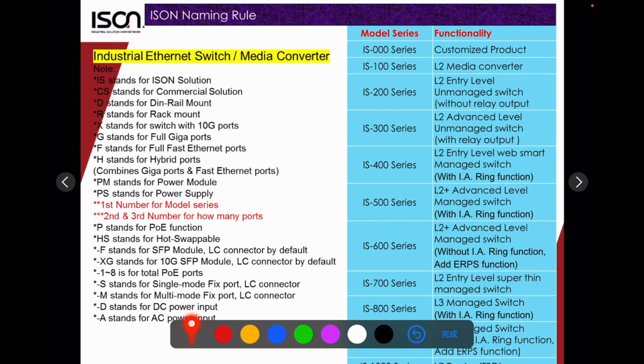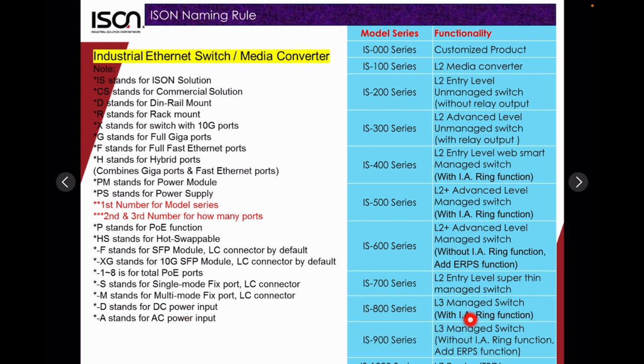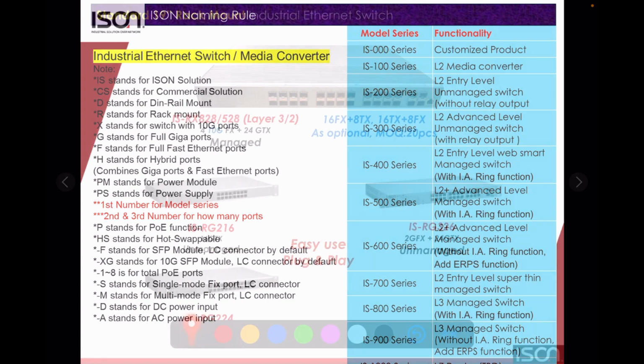The IS-800 series is L3 managed switch with IA ring function, and the 900 series is L3 managed switch without IA ring function. Add the ERPS function, where L2, L3, IA ring, and ERPS are technical things we will not involve today. Just need you to keep in mind. If you are interested in it, please refer to page 44 and page 52 for details.